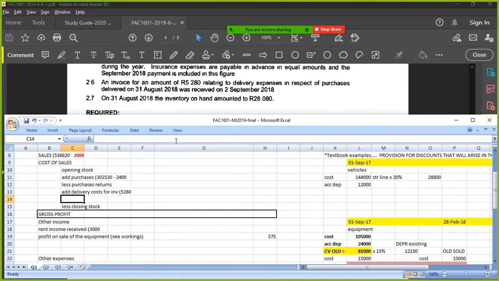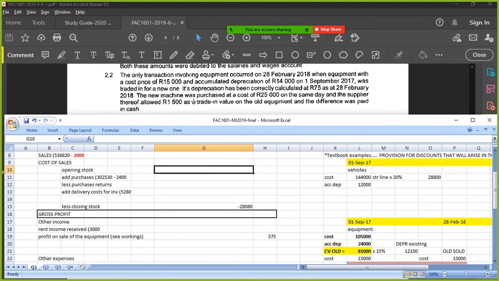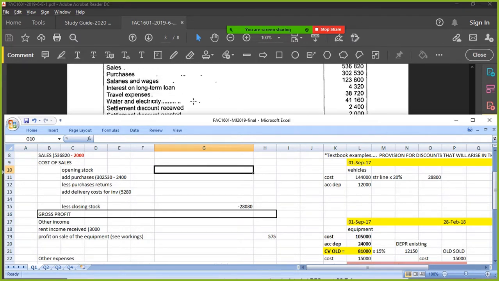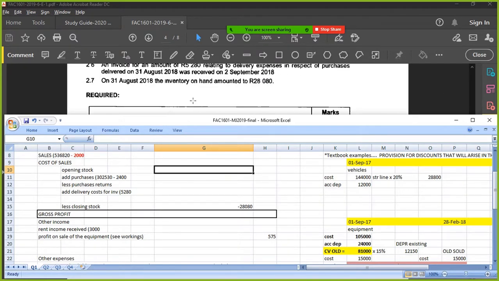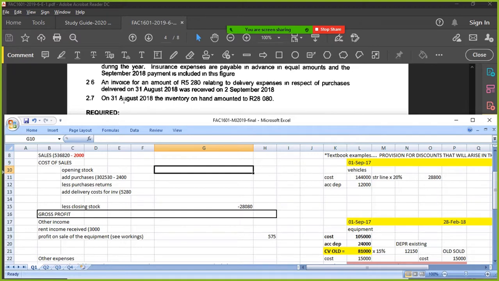Okay, next. Last point. On the 31st of August, inventory on hand. Thank you very much. They've given us the closing stock. 28080, closing stock. Let's make that a minus. All right, opening stock. I didn't write that in. Oh, hold on. This might have been the opening stock actually. On the 31st of August, okay, 31st of August is the closing stock. Do you see that? Yes.